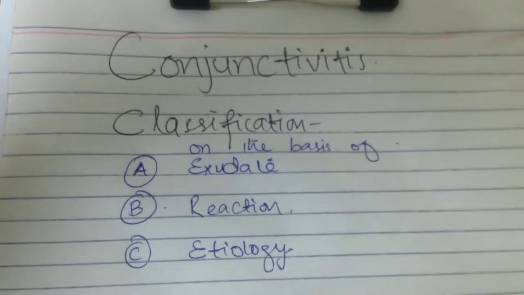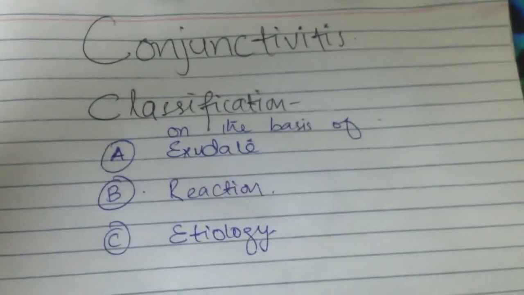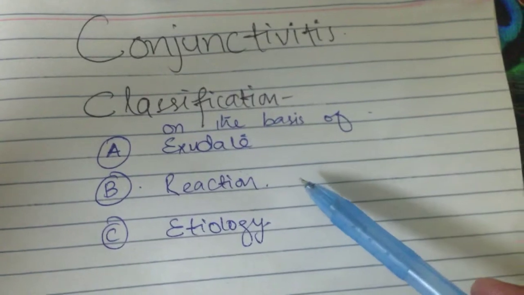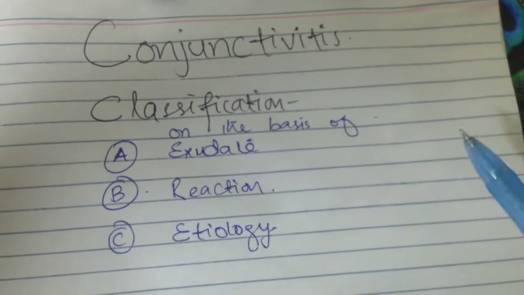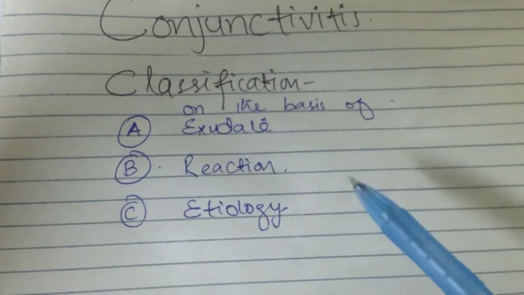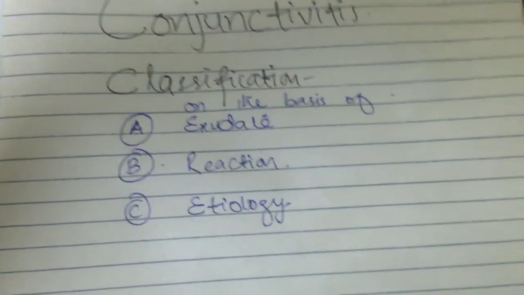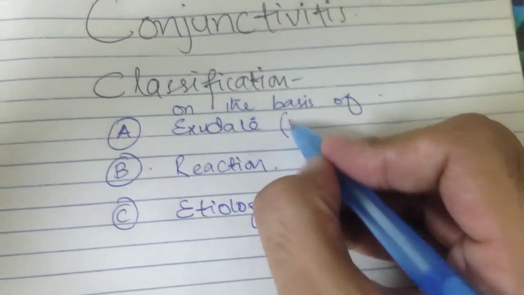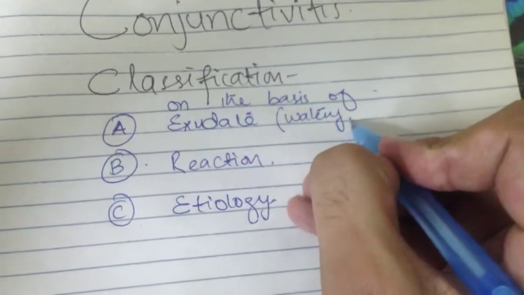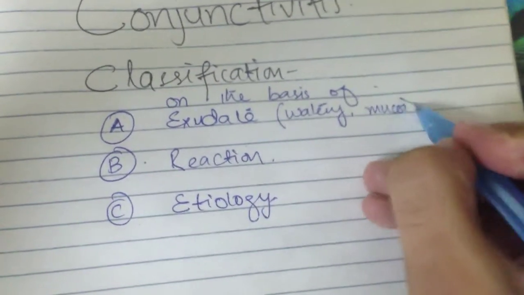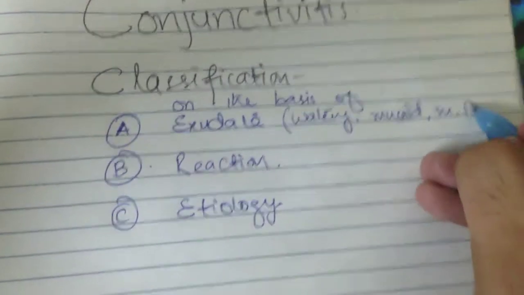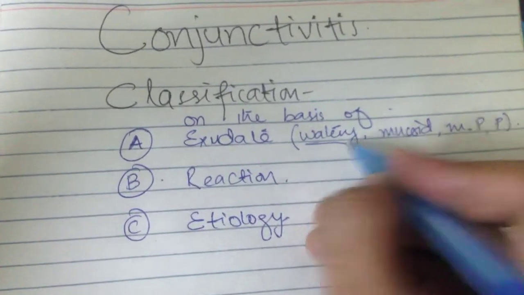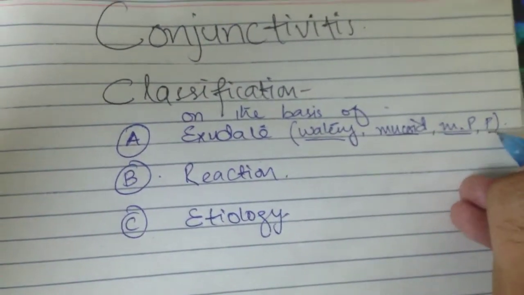We classify conjunctivitis on three bases. On the basis of exudate, that is the discharge. On the basis of reaction, that is, it may be papillary reaction or it may be follicular reaction. And on the basis of etiology, it may be infective and non-infective. On the basis of exudate, we have four types. One is watery, then mucoid, then we have mucopurulent and purulent.